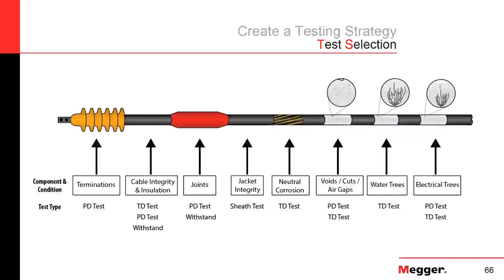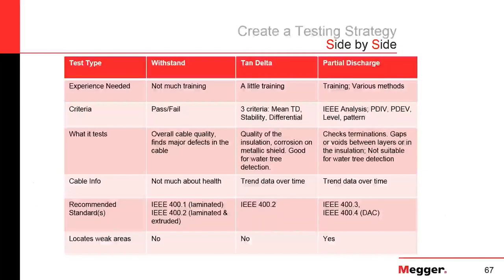So coming back to our test selection here, this is from the beginning of the slide here. It makes a little bit more sense, I think, of why we would choose different tests to look for different things. So there's no one silver bullet. There's no one answer to match everything. We have to keep in mind what we're looking for and how we want to approach the problem. Are we looking for water trees? Are we looking for workmanship issues in joints and terminations? Are we looking for global issues in the whole cable insulation?